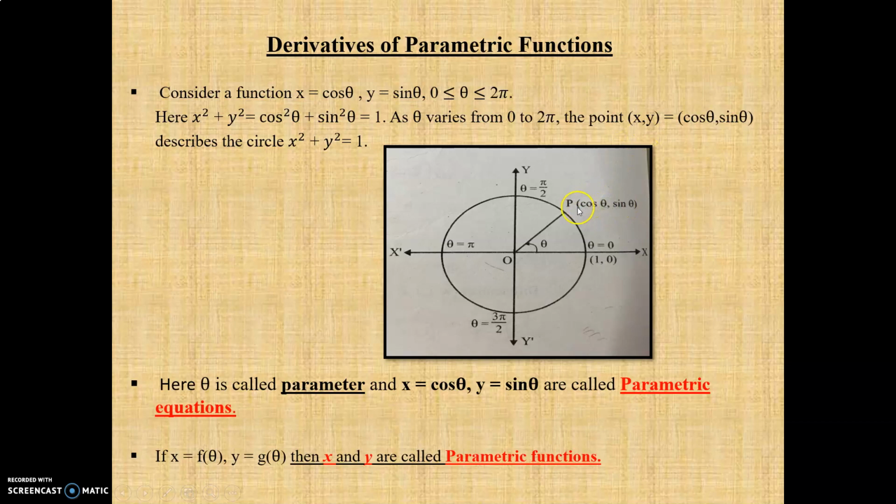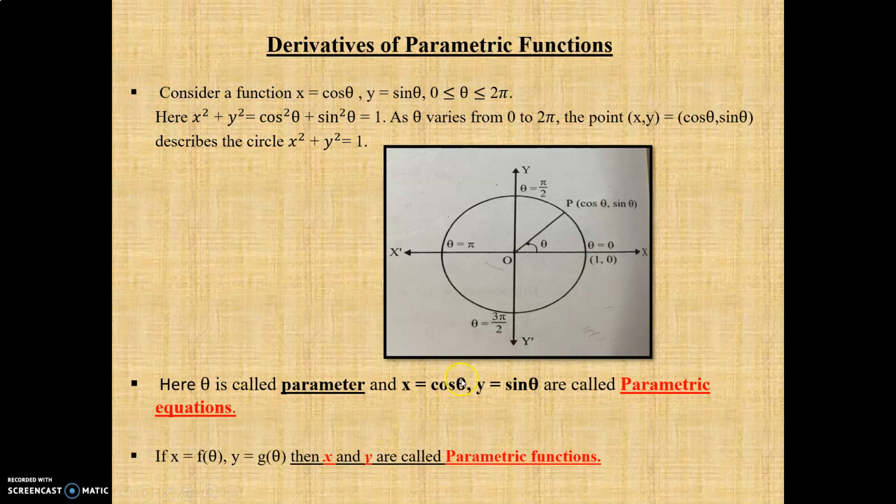the point (x, y), that is the point P, instead of writing x, y, we write in parametric form: in the place of x it is cos theta and in the place of y it is sin theta. So it describes the circle x square plus y square is equal to 1. So the radius of the circle is 1. Here theta is called the parameter, and x equal to cos theta and y equal to sin theta are called parametric equations.